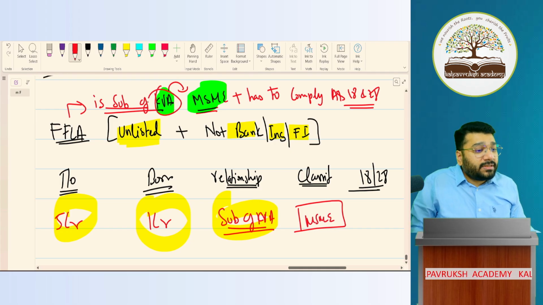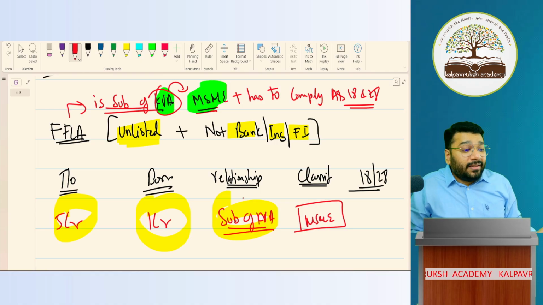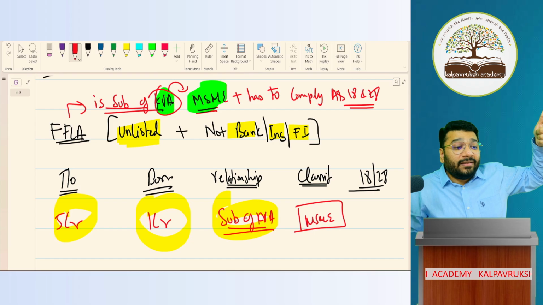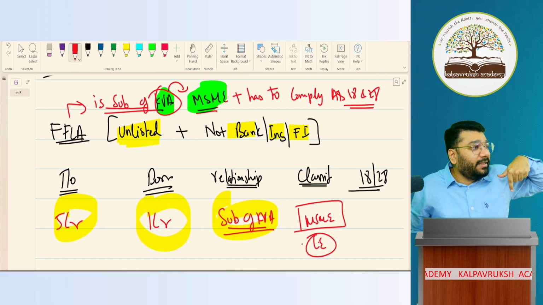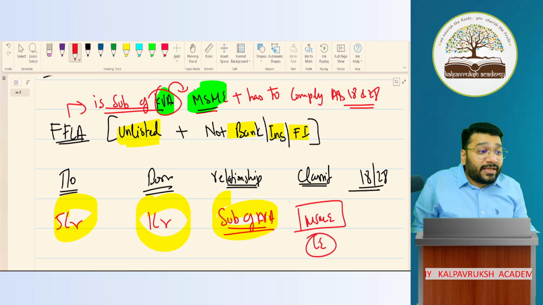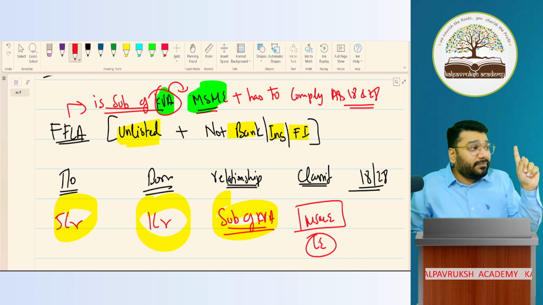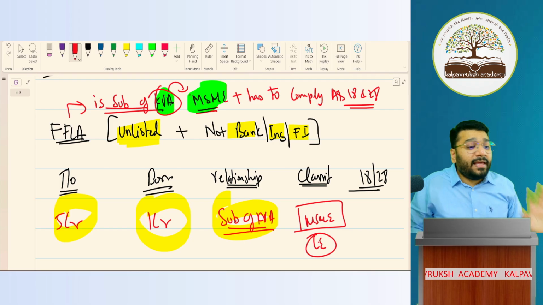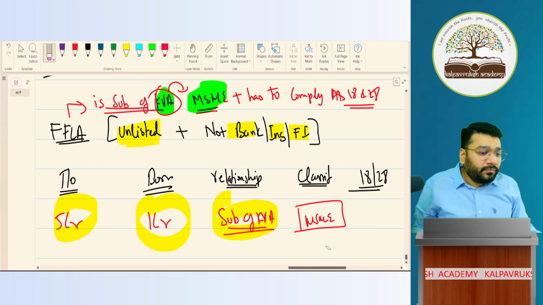So can I say in all perspective it is MSME? Imagine if KVA was a large entity, then the last condition is violated, and here also it will become a large entity. But I made it very clear that KVA is not a large entity, KVA is MSME. So all 5 conditions satisfied. FFLA is MSME. Any problem? No problem.